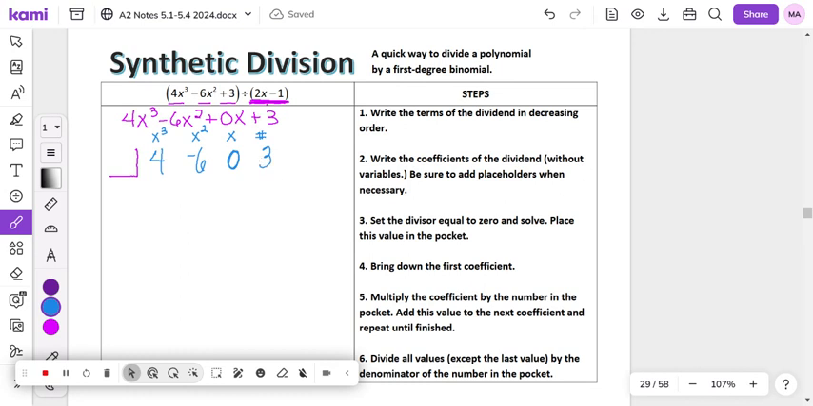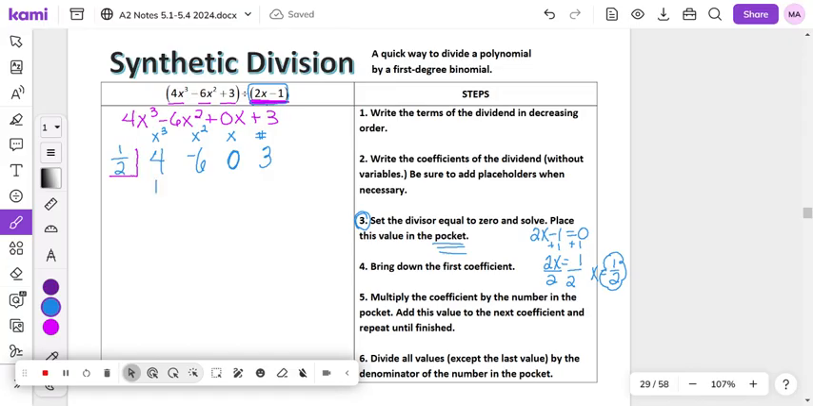So we've set up our coefficients, and now what we'll do, step number 3, we take our divisor, which is 2x minus 1, we set it equal to 0, and then we solve it. So we have 2x minus 1 equals 0, plus 1, we get 2x equals 1, and then divide by 2 on each side, and we find that x equals 1/2. So we're going to take that value and put it in that little pocket that we made up here. So 1/2 goes here.